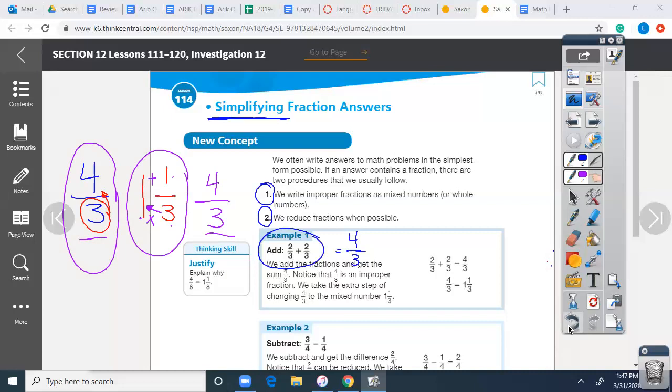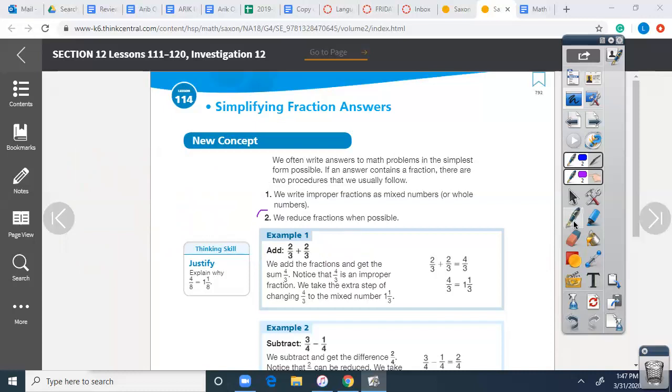Okay, let's do the next one together. That's going to help us with this one right here. Okay, so example number 2 says subtract 3/4 and 1/4. 3/4 minus 1/4. Remember, when we're adding or subtracting, if the bottom numbers are the same, we keep it the same. So 4. 3 minus 1 is 2. Is 2/4 simplified?